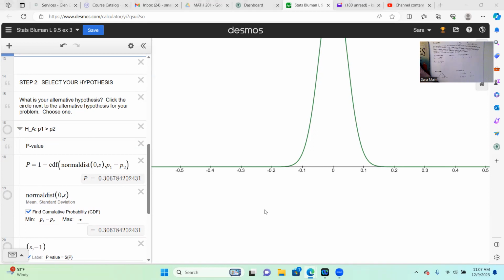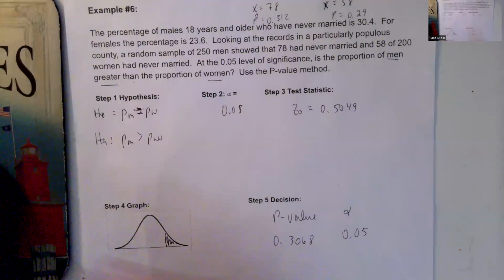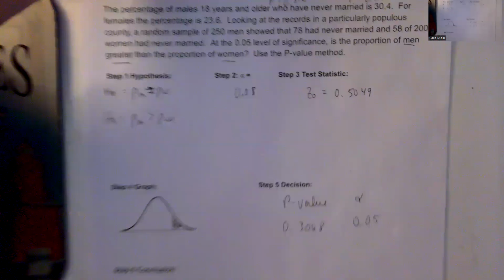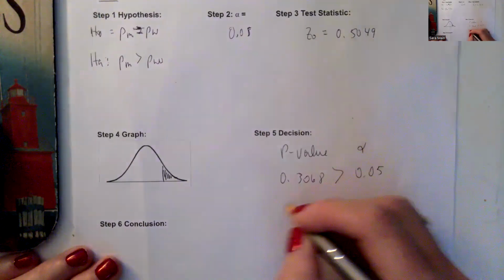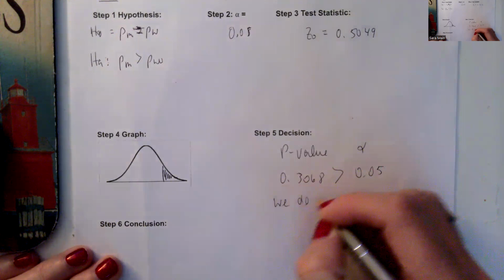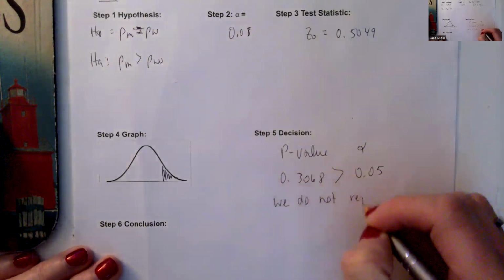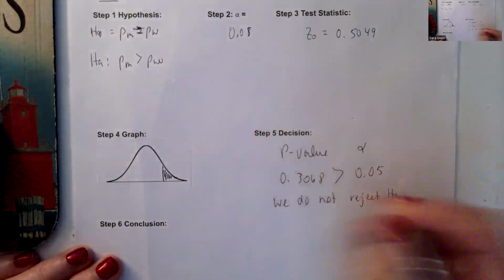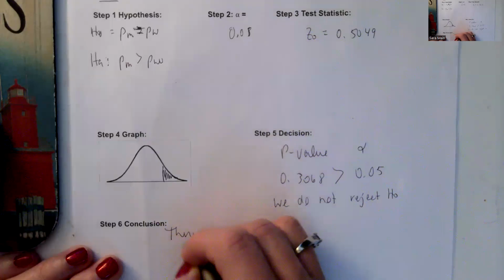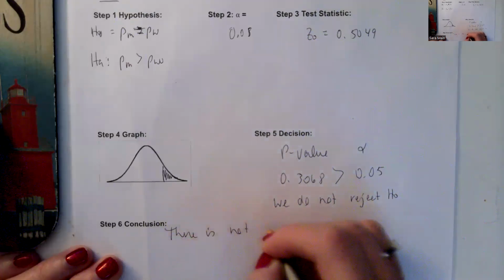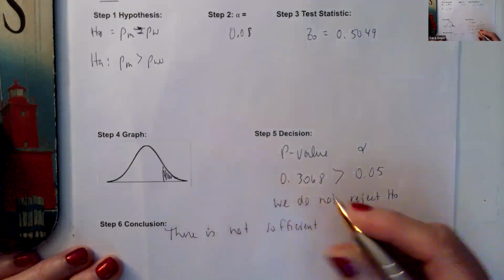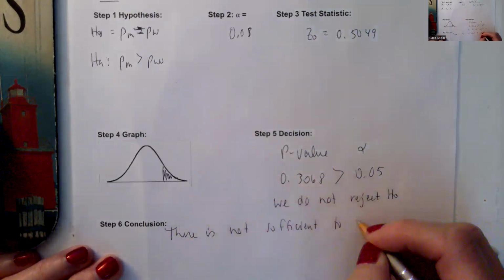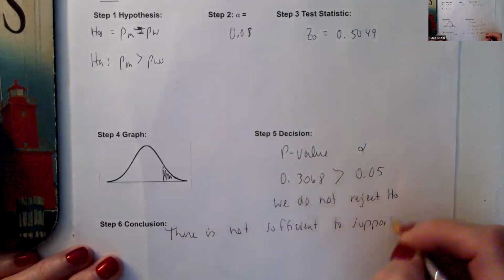Okay. So it's greater than alpha, so we do not reject H0. So there is not sufficient evidence to support the claim.